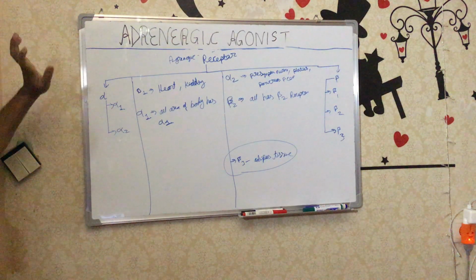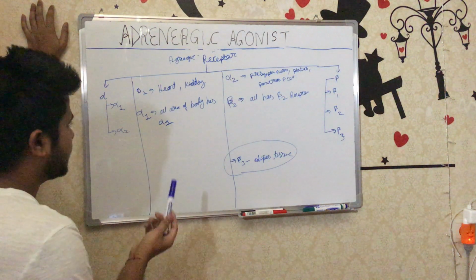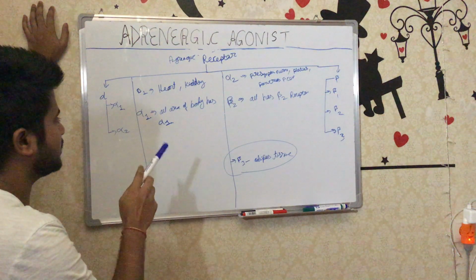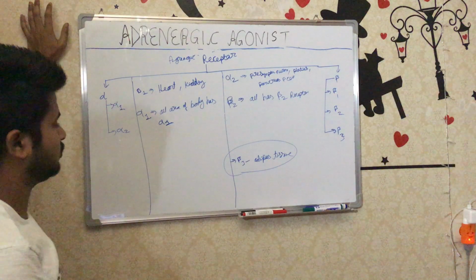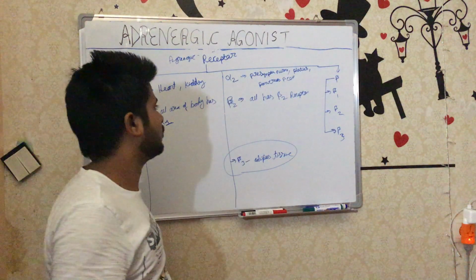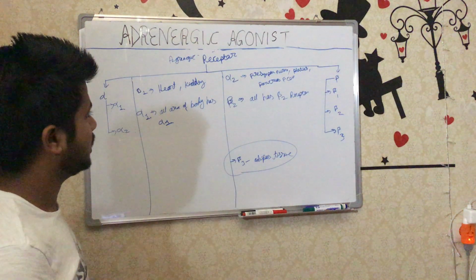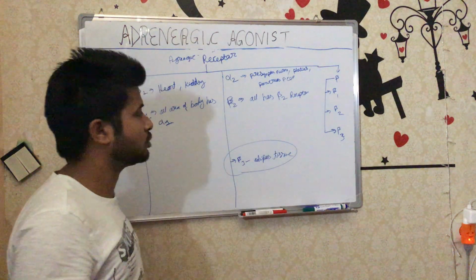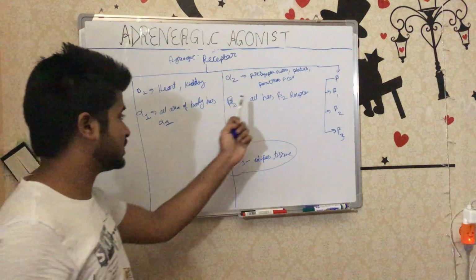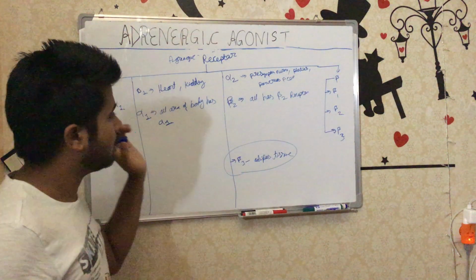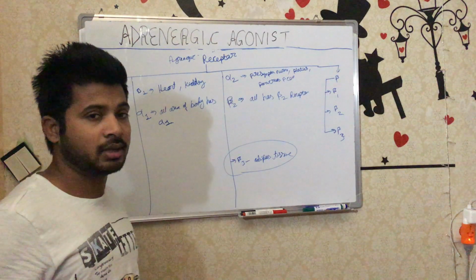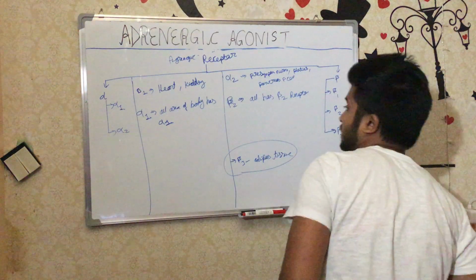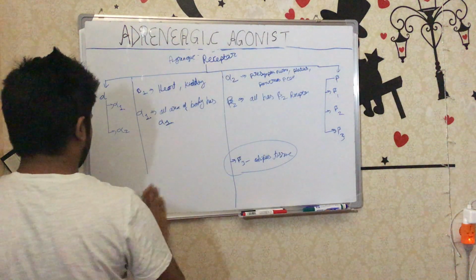So beta 1 and alpha 1 are stimulatory receptors. Beta 1 is found in the heart and kidney, and except for the heart and kidney, all areas of the body have alpha 1 receptors for the stimulating case. For the inhibiting case, alpha 2 is in presynaptic neurons, platelets, and the pancreas islets of Langerhans, like beta cells. Except these three, everything has beta 2 receptors in the inhibiting case. So let's discuss the functions one by one.